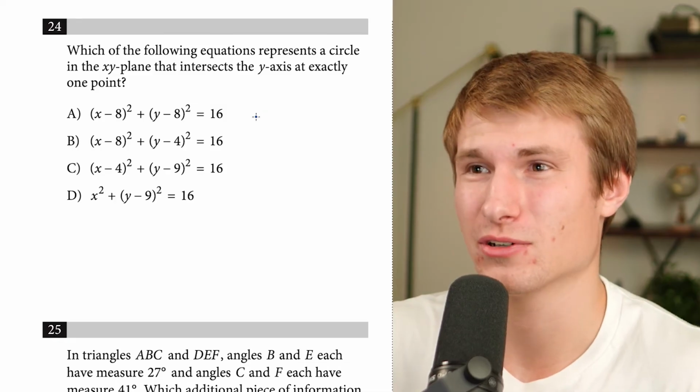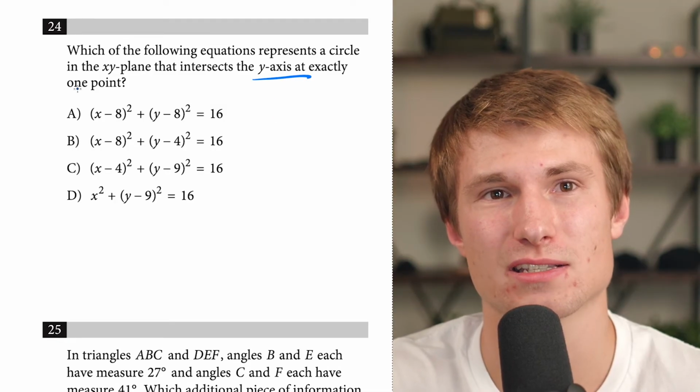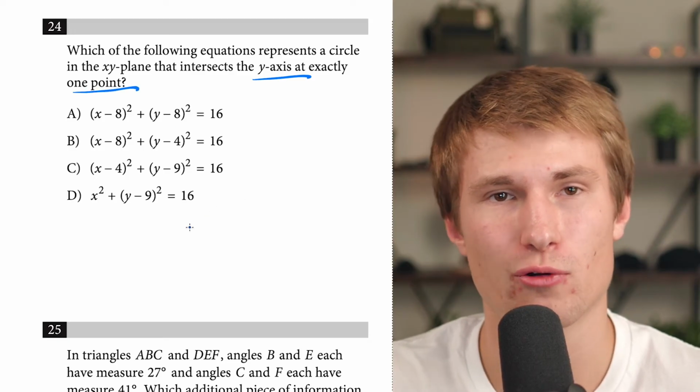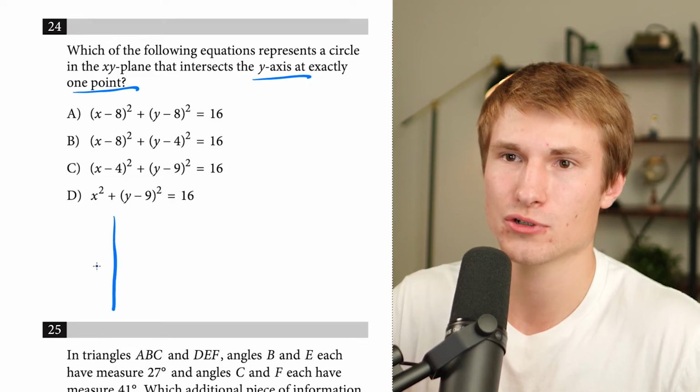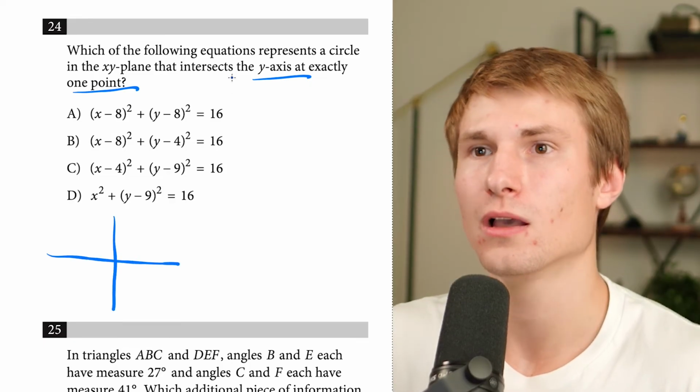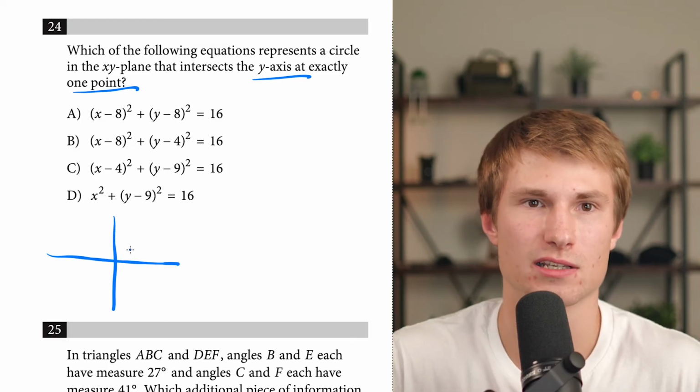But anyways, let's go ahead and talk about 24. Which of the following equations represents a circle in the XY plane that intersects the Y-axis at exactly one point? Okay, circle questions and triangle questions, like I've always said, I recommend you draw them out. So let's go ahead and draw out first our XY plane. We are asked to represent a circle that intersects the y-axis at exactly 1 point.